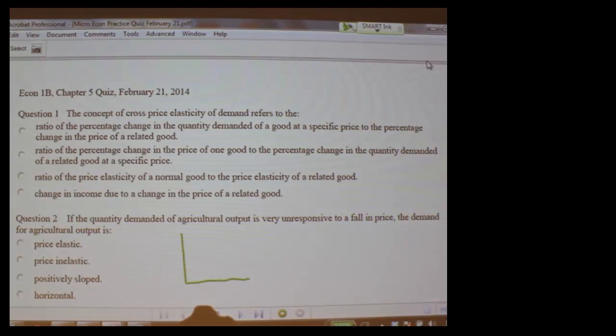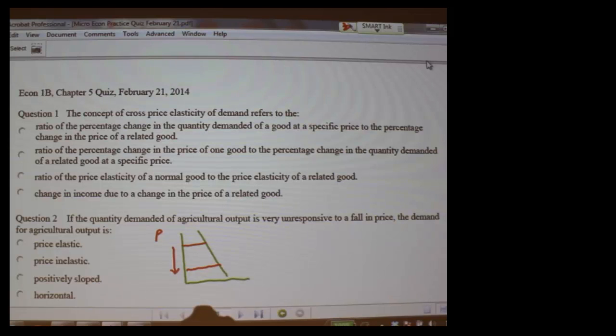if you wanted to. It's helpful to draw demand and supply curves on exams. What would it look like? Well, you have a fall in price, and maybe it's a big fall in price. But quantity demanded increases only by a little bit. So this is what we're looking at here. And this is just called price inelastic.